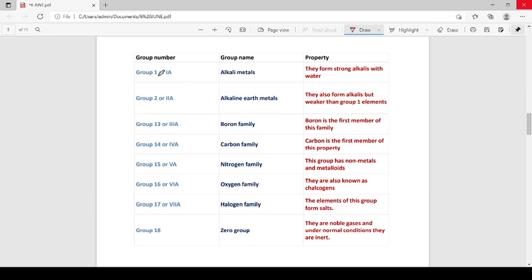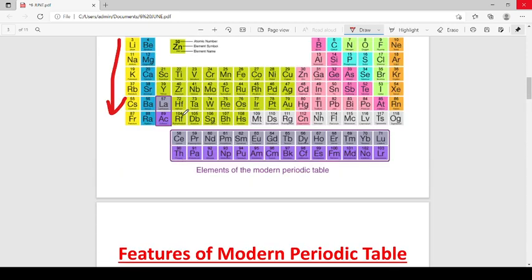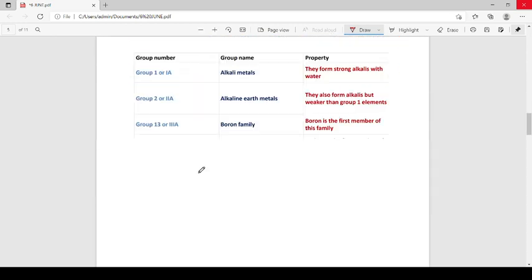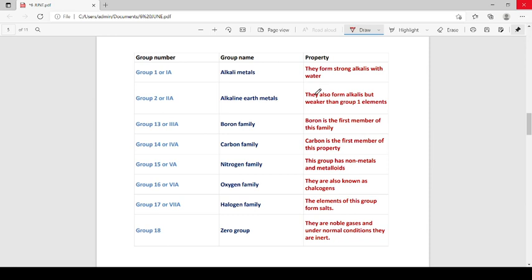Group 1 or group 1A are the alkali metals. You can see this group 1 or 1A. They are all alkali metals, and alkali metals are always strong. When they come in contact with water they react, and they are in their strongest forms. Alkali metals form a strong alkali with water.